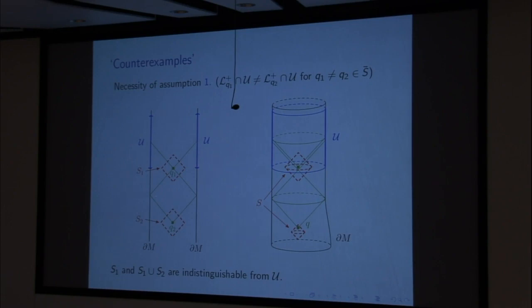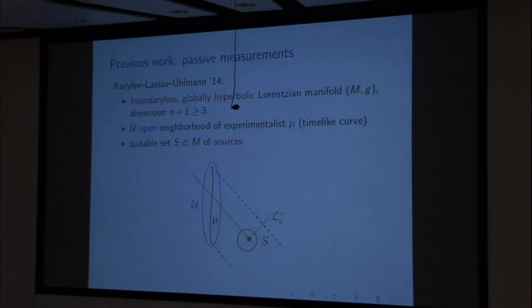And so that's why we assume that indeed for elements of the closure of the set of sources, the observations are different. Okay, so that's as far as counterexamples go.